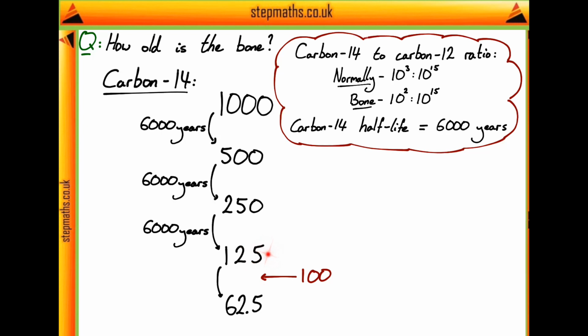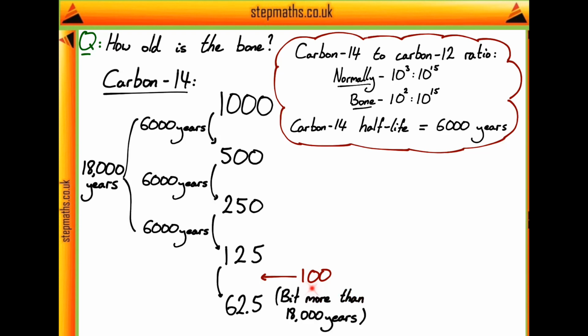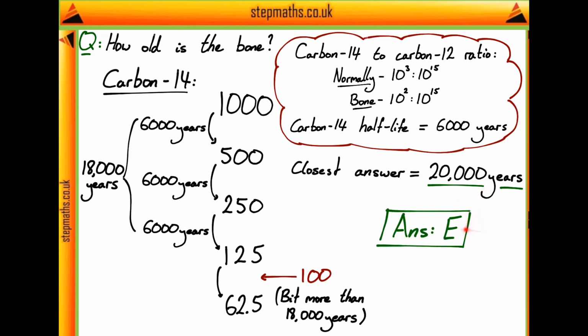Getting to a total number of 125 for every 10^15 carbon-12 atoms has taken 18,000 years. So to get to 100, it's going to take a bit more than 18,000 years. It's not going to be as many as 24,000, the extra 6,000 years on, so it should be just something a little bit more than this. If we look at the answers we're given in the question, the closest answer is 20,000 years. So this is the correct one, and it's going to be answer E.